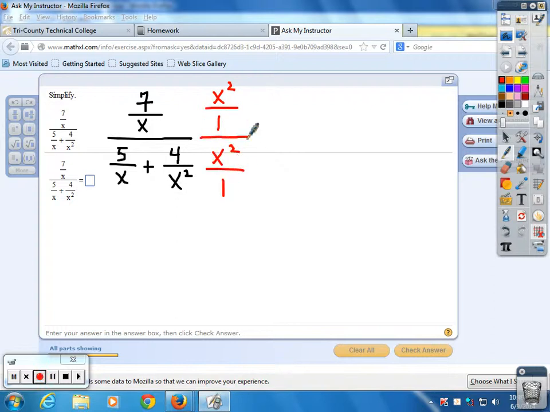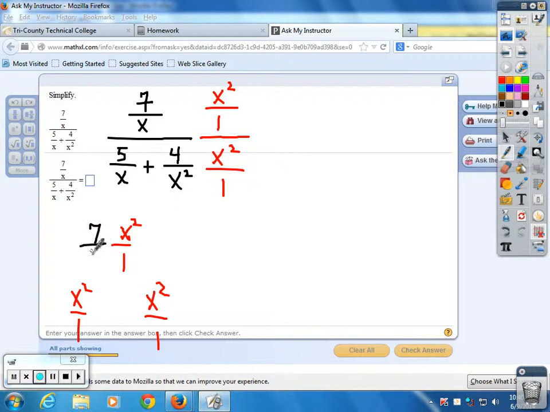Now, how did I come up with x squared? Well, when you're finding a common denominator, I always tell you to find the biggest what? Exponent. And the biggest exponent is x squared. So I'm going to put a baby step in here. X squared over 1. And then I take my black marker and I write my problem.